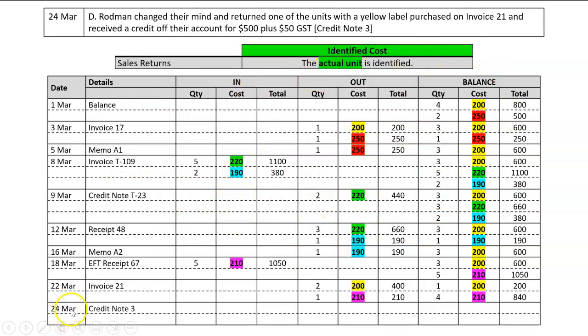So, in this case, 24th of March, credit note 3. Now, is a sales return an in or an out? Well, the customer is bringing inventory back to us, so it's literally coming back in the door. So that's going to be an in. And the one they brought back in, if you just look at the day before, it says this D. Rodman bought 2 at 200 and 1 at 210. The one they're bringing back is one of these ones with yellow labels. So that's the one coming back in. Now, we had one left after this transaction the day before. One came back, so now we've got 2. And we've still got 4 here with pink labels at 210.